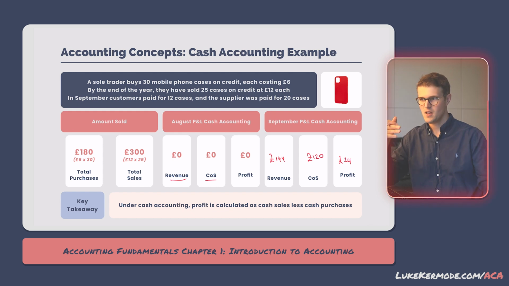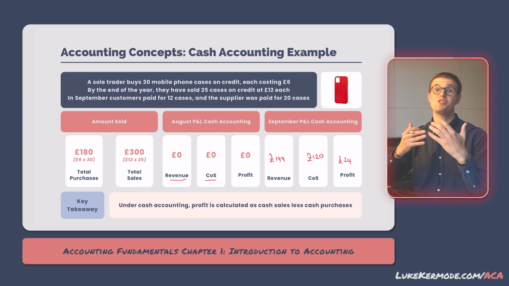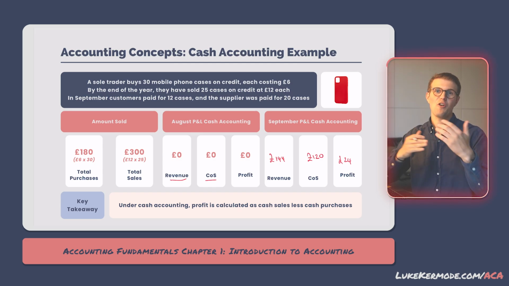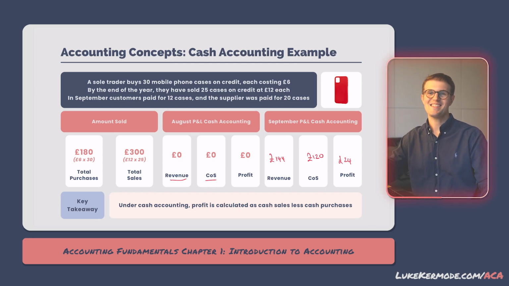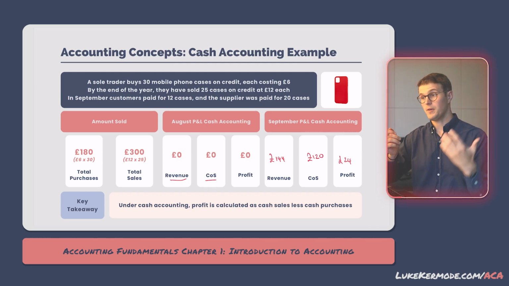So the key takeaway is that under cash accounting, we only record income and expenses when the cash is actually received or paid. So this example hopefully illustrates and highlights a key point, that cash flow and profit aren't the same thing. A business can appear profitable on paper, but if it receives cash from customers after it needs to pay its suppliers, it could run into very serious cash flow issues, even going concern problems.